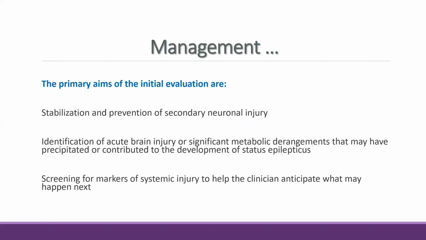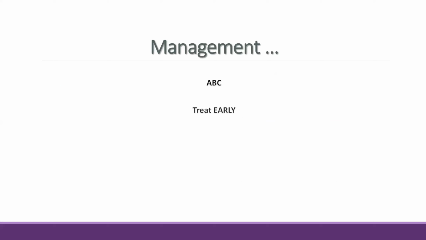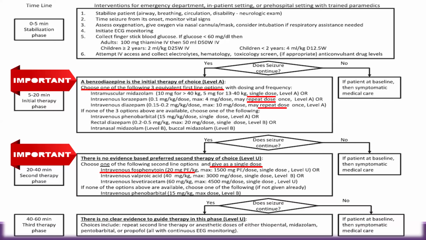And the most important thing in management is early treatment. After stabilizing the patient, treat the underlying cause, use benzo as soon as possible, and follow the treatment algorithm. So in from 0 to 5 minutes, we should stabilize the patient, assess the oxygenation, initiate the EKG, send for basic labs, and secure an IV line.